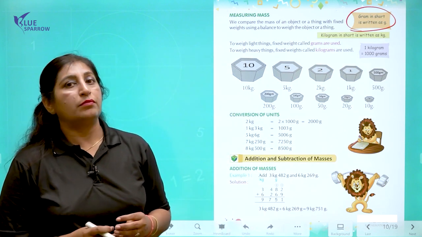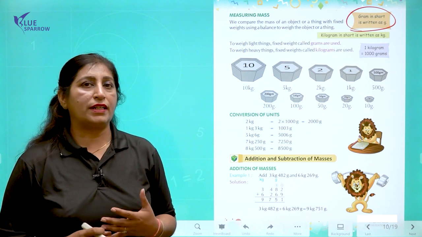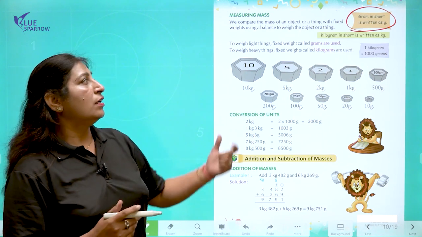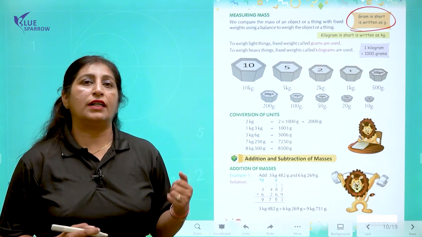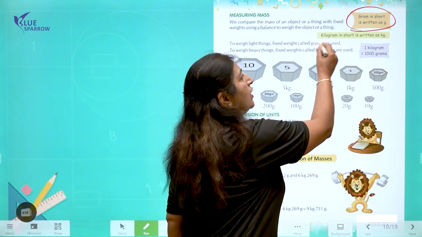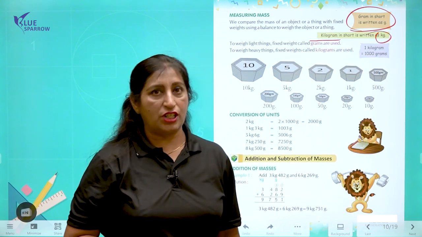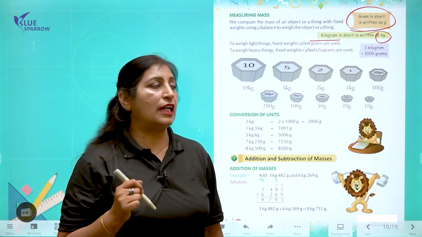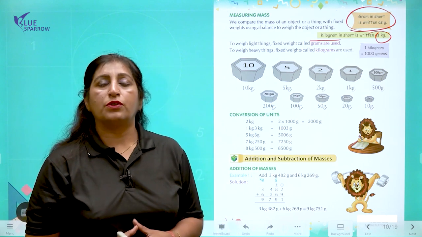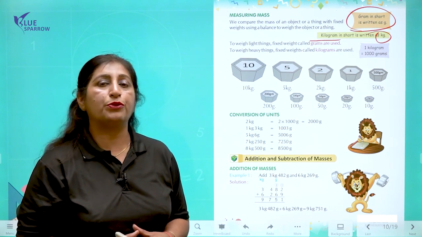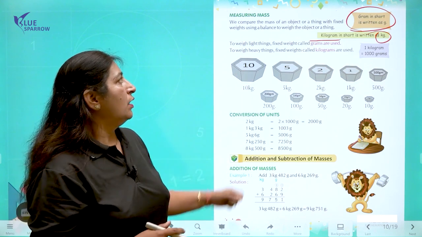And to measure the higher masses, means to measure the weights or masses of the objects which are very heavy, we use the unit that is kilogram, which is bigger than the unit gram. Kilogram is the bigger unit and the short form of kilogram is kg. Short form of gram is g and short form of kilogram is kg. Keep one thing in your mind, that while writing short forms, we don't use their plural form. We use only the singular form of these units while writing their short forms.